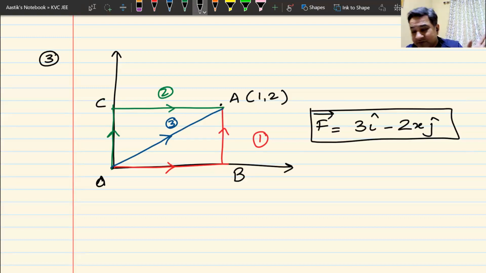As you can see, I have made a very simple change. I have now made the i part constant and the j part variable. In the previous question, the i, x part was variable and the y part was a constant. Do we understand this question now? Will you be able to solve this integral? We have to calculate the integral in 3 different parts. Part number 1, the red one. Part number 2, the green one. Part number 3, the blue one.